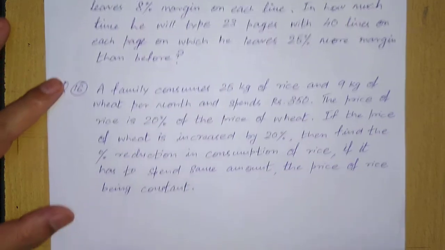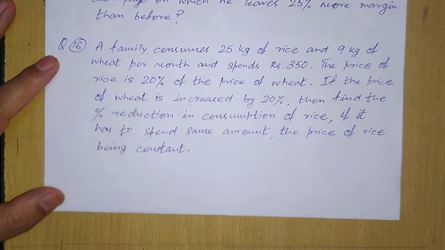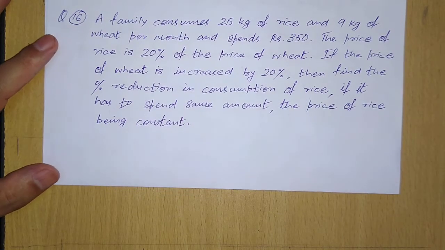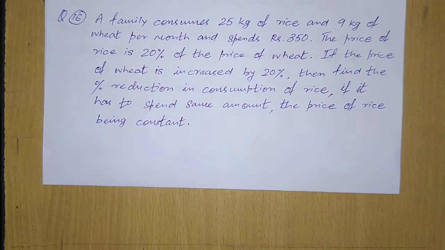Question number 16. A family consumes 25 kg of rice and 9 kg of wheat per month and spends rupees 350. The price of rice is 20% of the price of wheat. If the price of wheat is increased by 20%, then find the percent reduction in consumption of rice if it has to spend the same amount, the price of rice being constant.